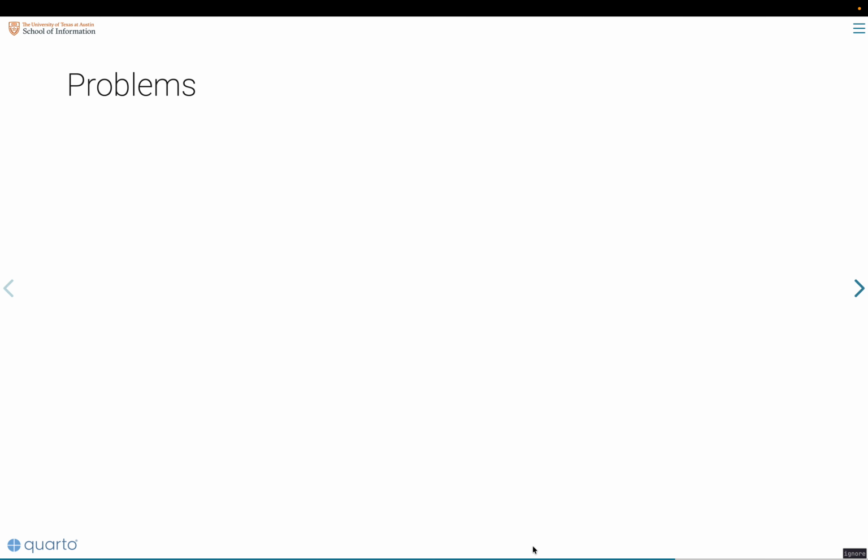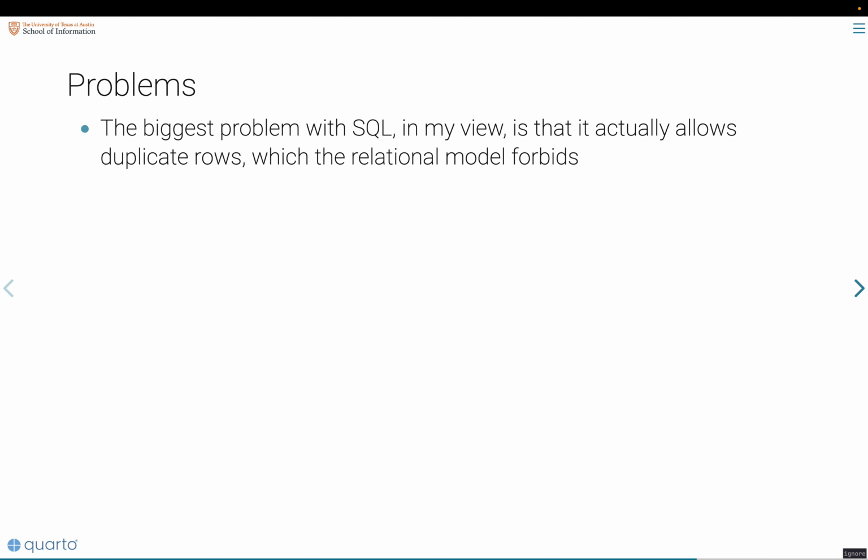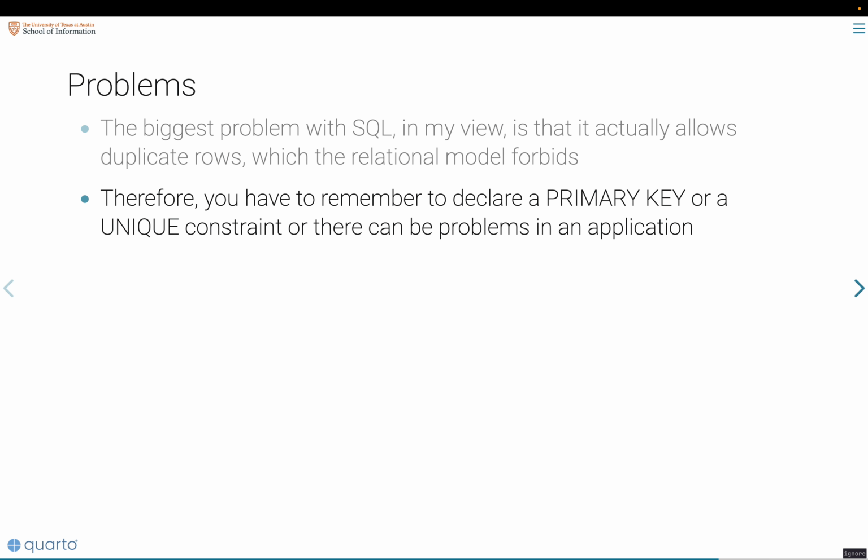And finally, I'd like to say a few words about problems with SQL, and the biggest problem is that it actually allows duplicate rows, which the relational model forbids. Therefore, you have to remember to declare a primary key or a unique constraint, or there can be problems in an application.